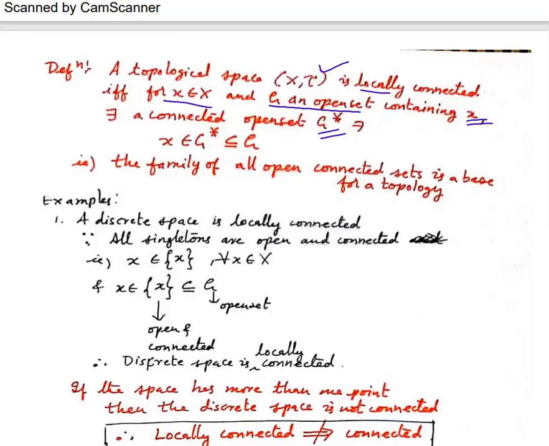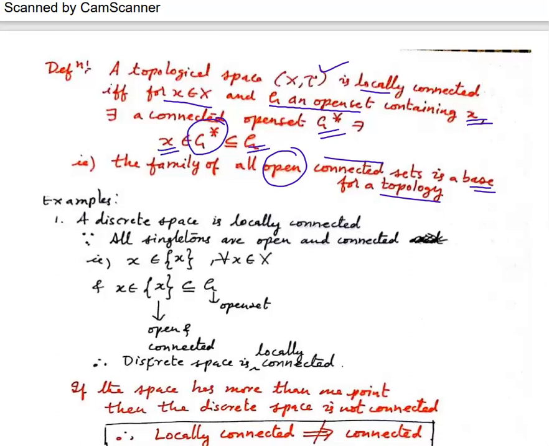In other words, the family of all open connected sets will form a base for the topology. So remember, what is a locally connected space? It's nothing but, for every point belonging to X and an open set containing that point, there is always a connected open set G star in between the point and the open set.